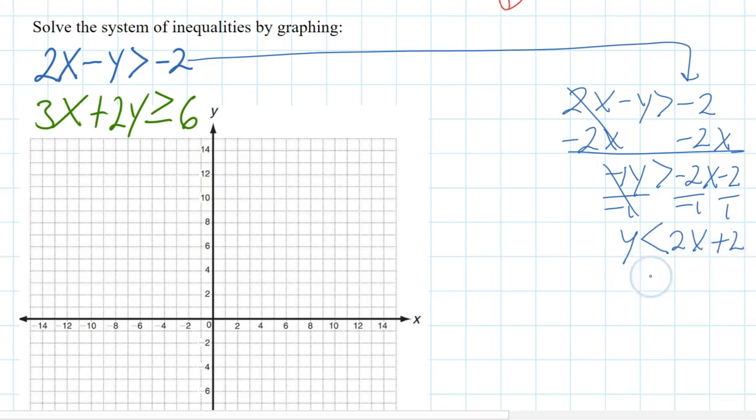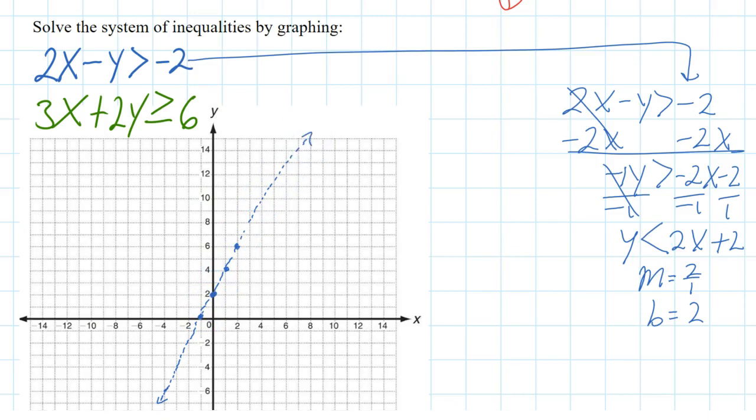Make sure you record your slope and your y-intercept. My slope is 2 over the invisible 1, and my y-intercept is equal to 2. When I'm graphing that, I take the 2 and put a dot there, and then rise 2, run 1. Rise 1, 2, run 1. We can go backwards where I go down 2 and left 1. Now, because this is an inequality with no equal, it's going to be a dashed line. And we'll get to the shading in a second, but first let's do the other problem.